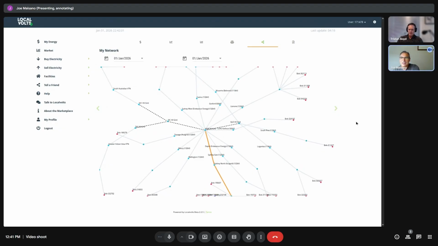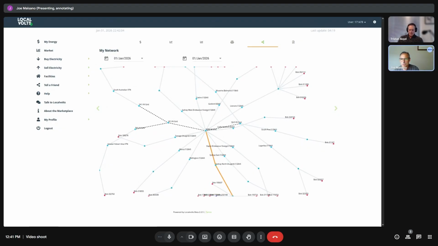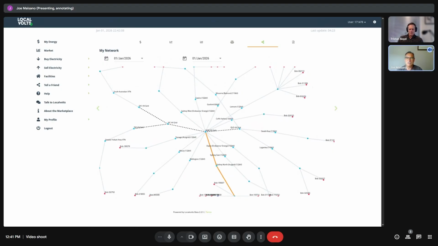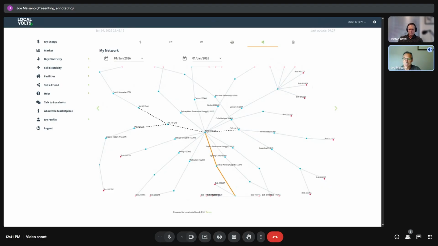Okay, we're at the My Network diagram, which is very reflective of your activity in LocalVolts, especially on the peer-to-peer market, which is why mine looks kind of like a big spider. So essentially, what this chart is showing is what are the grid type relationships and what is the electrical distance between the people you're trading with.